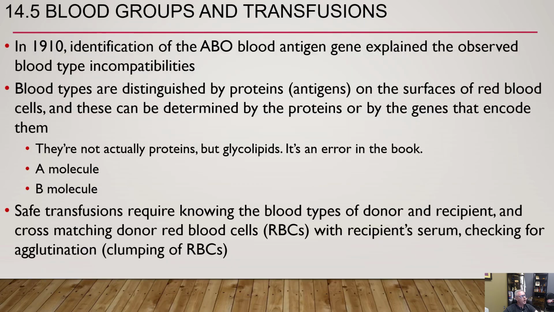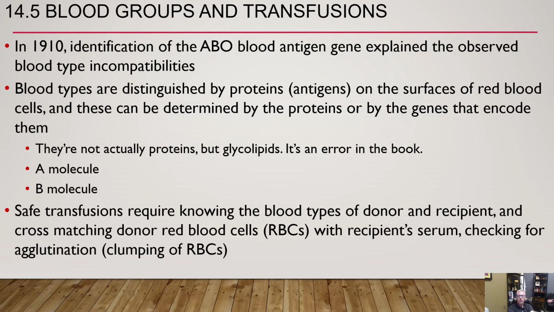All right, blood groups. So, type A, type B, type O. This was actually first identified in 1910. Before we actually started looking through the microscope, it was like, you lost some blood? Let's give you some blood. Oh, you died? Okay. And it wasn't until 1910 that we actually figured out why.